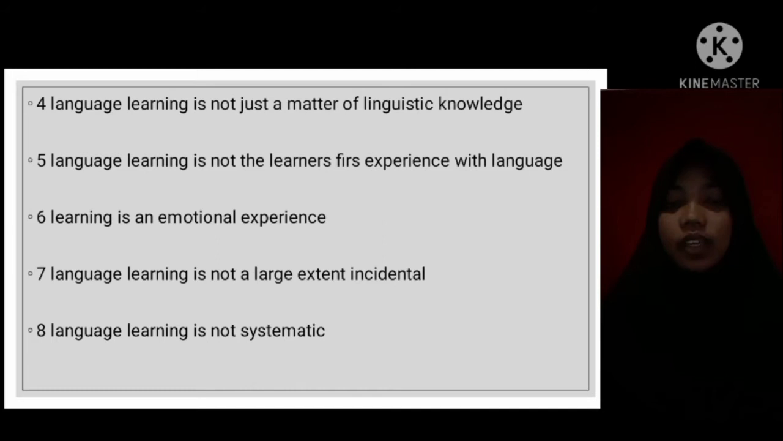And then the sixth is learning is an emotional experience. Our concern should be to develop the positive emotions as opposed to the negative ones by, for example, fostering attitude as much as aptitude and ability. Number seven is language learning is to a large extent incidental. We can learn a language incidentally while we are actually talking about some details. And the last, language learning is not systematic. Laying out information in a systematic way will not guarantee learning.